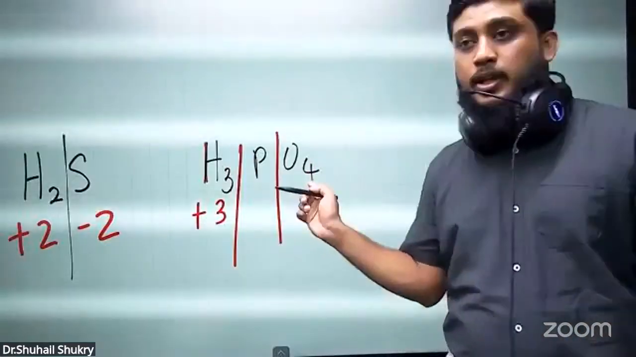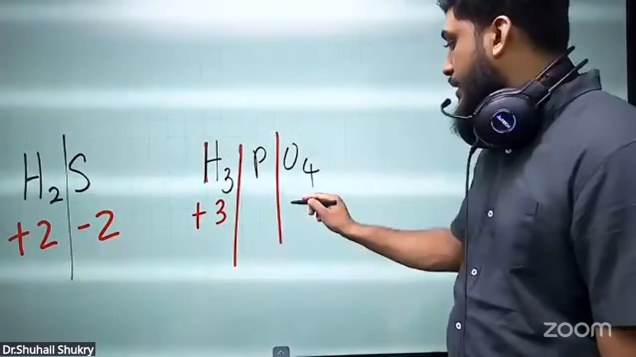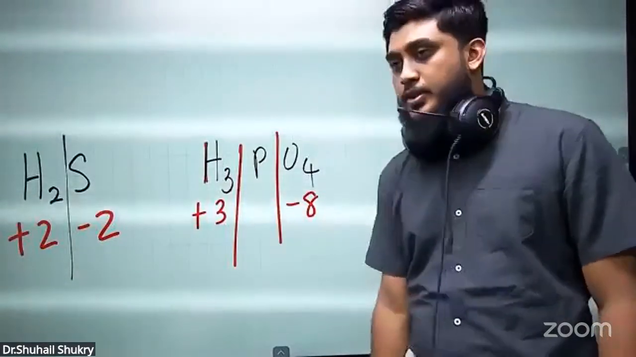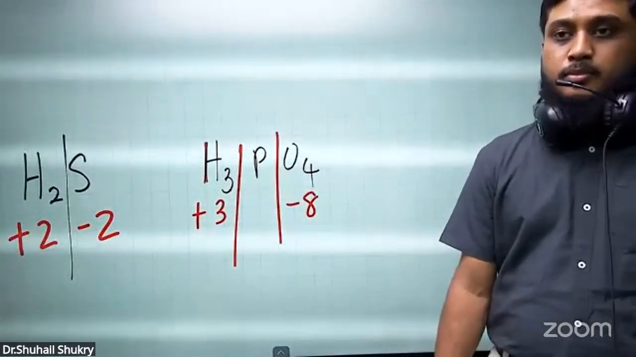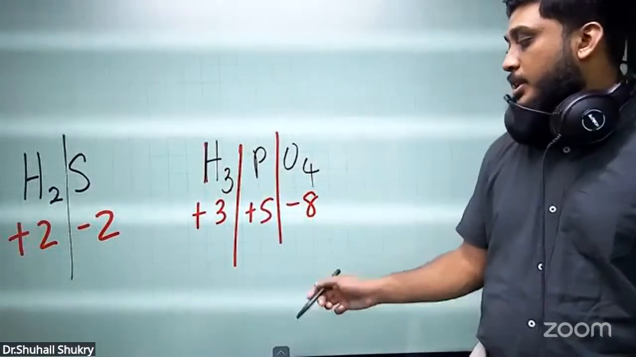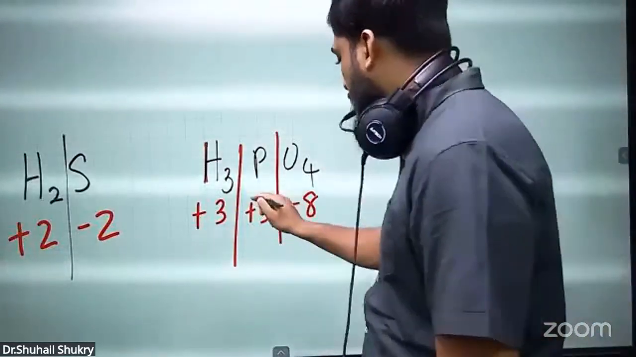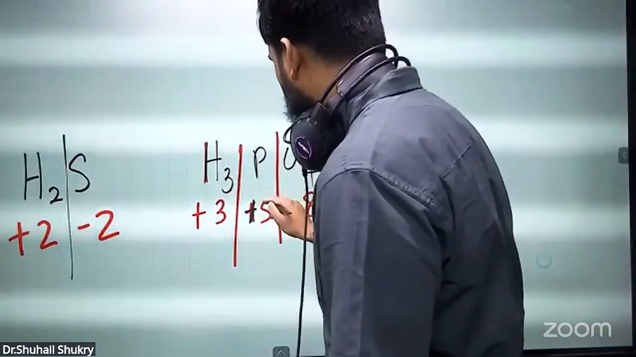One oxygen I took as what? Minus 2. Then 4 oxygens minus 8. Then what should be the phosphorus oxidation number? Plus 5. Very good. Why? Because this is plus 3, this is minus 8. To make it 0, this should be plus 5. So phosphorus oxidation number is plus 5.